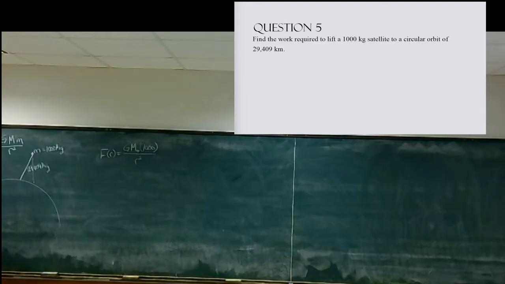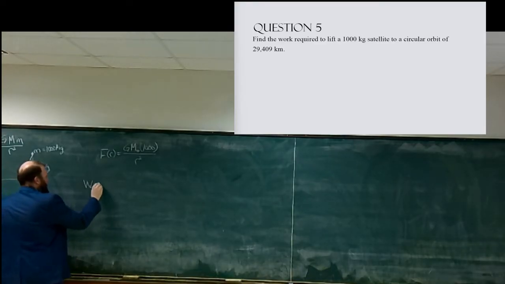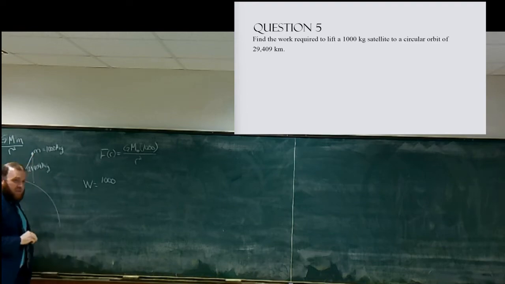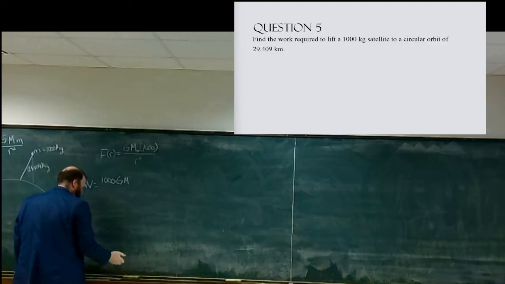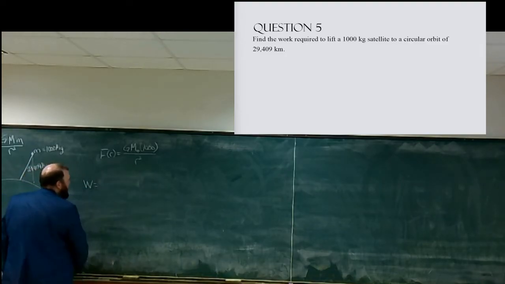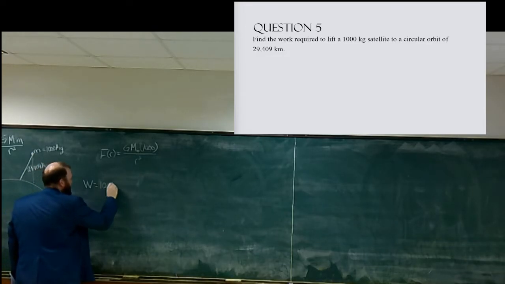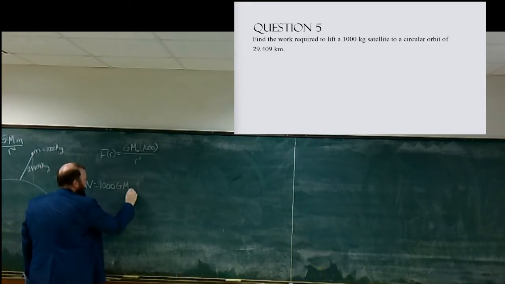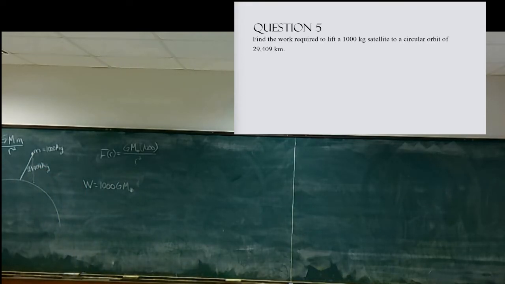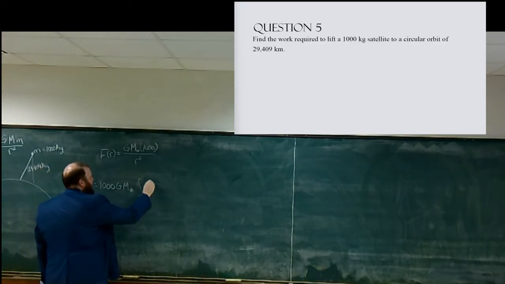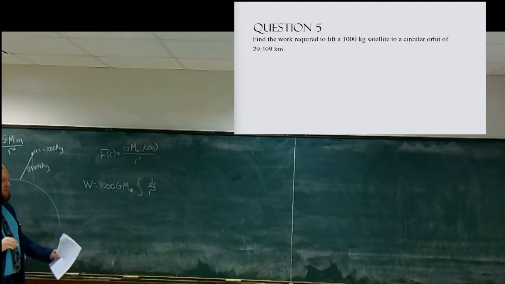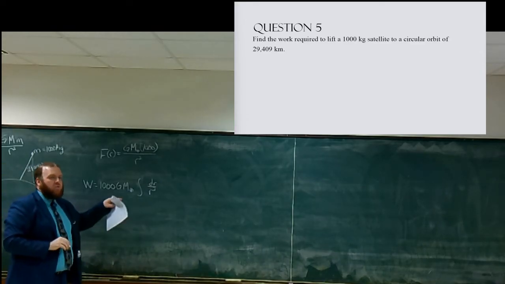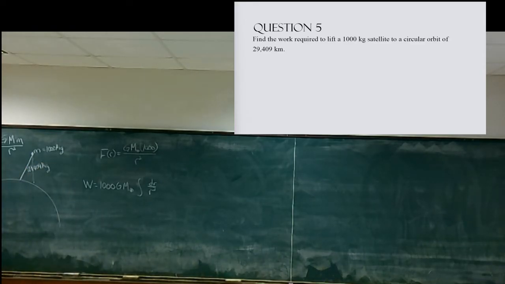So work is 1,000 times G times the mass of the Earth, because they're all constant, times the integral of just 1 over r squared, dr. What is the lower limit for integration?